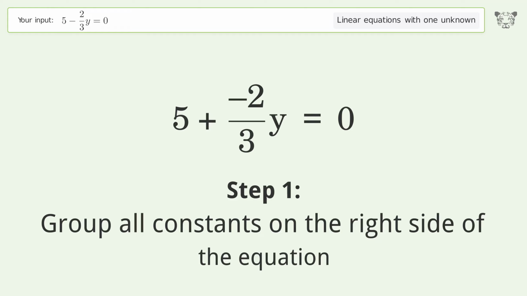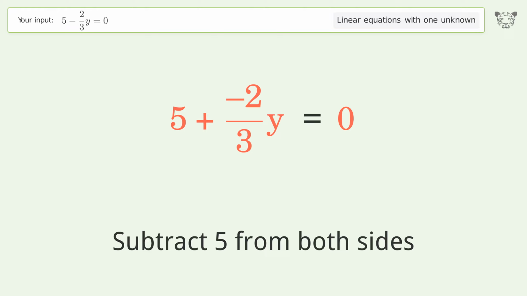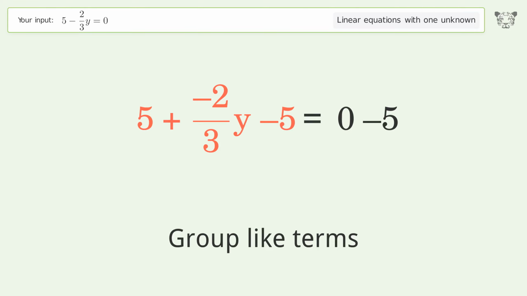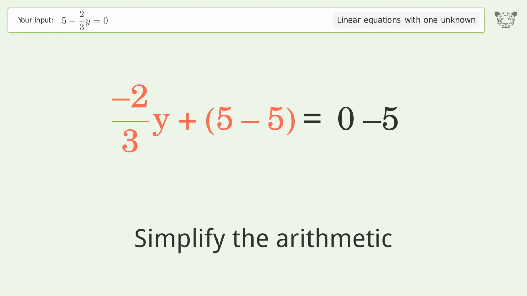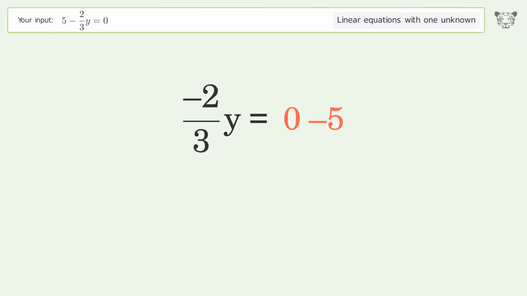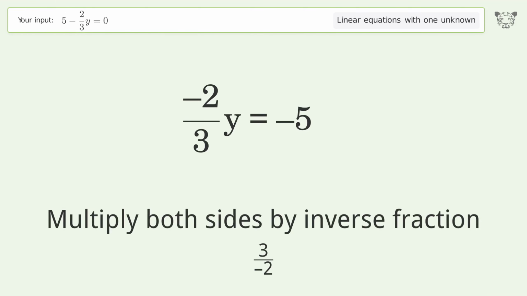Group all constants on the right side of the equation. Subtract 5 from both sides. Group like terms. Simplify the arithmetic. Isolate the y. Multiply both sides by inverse fraction 3/2.